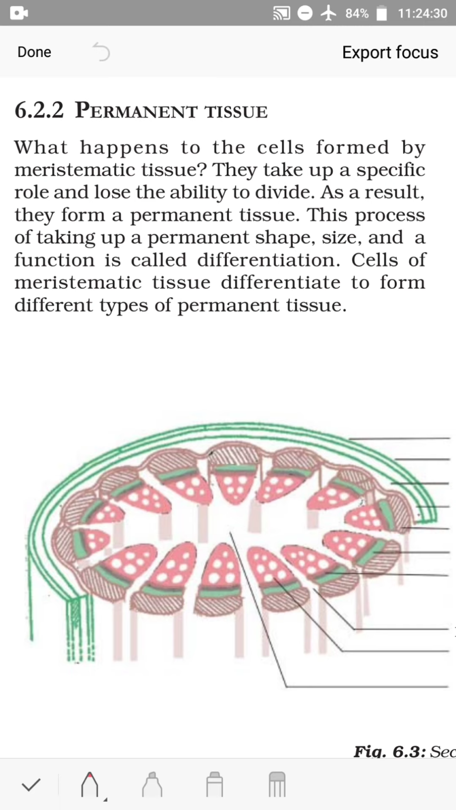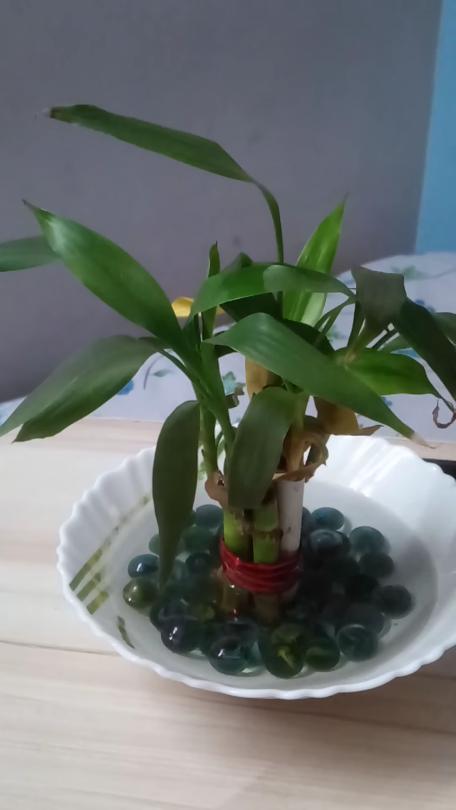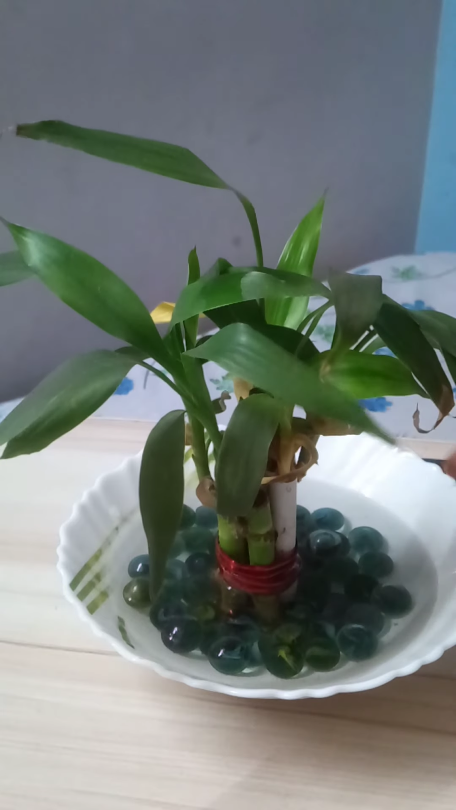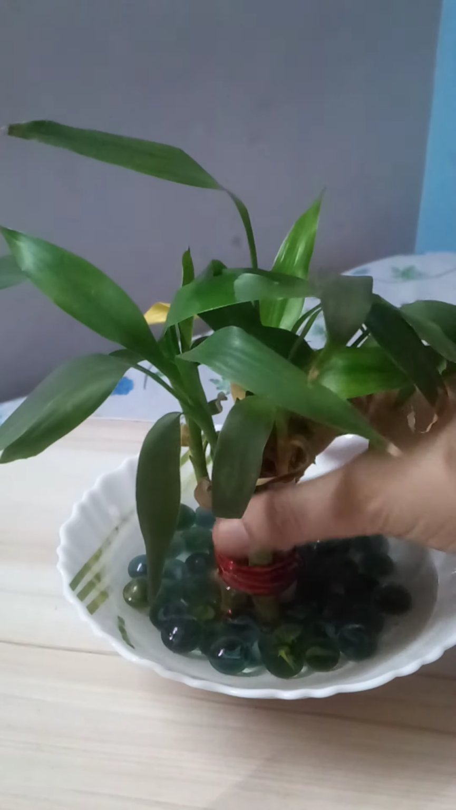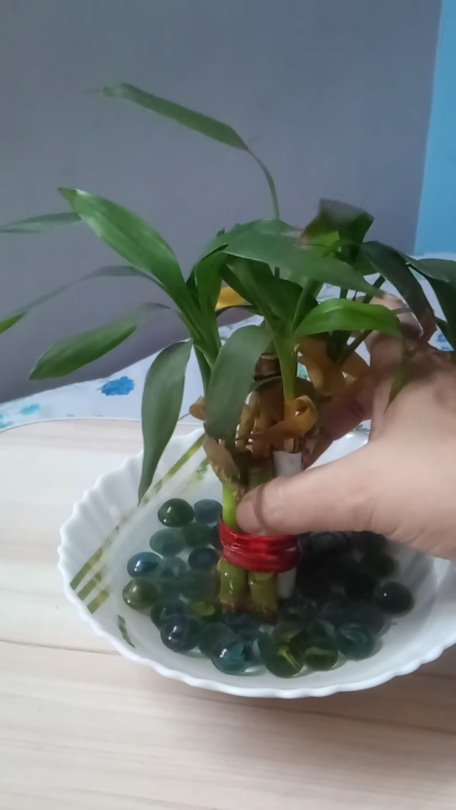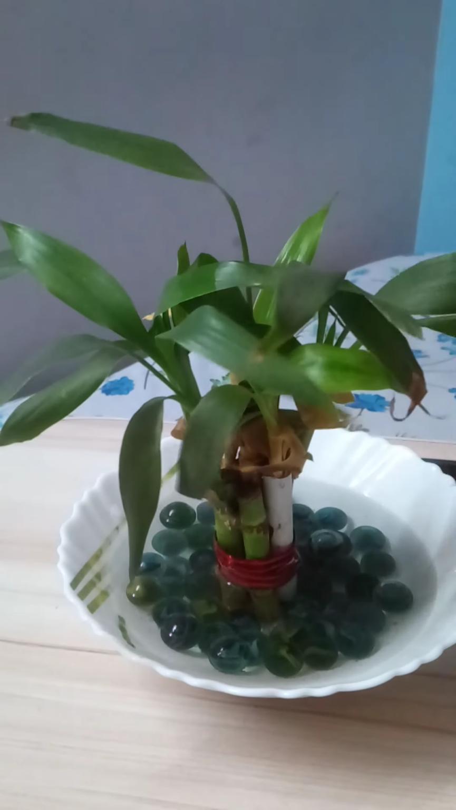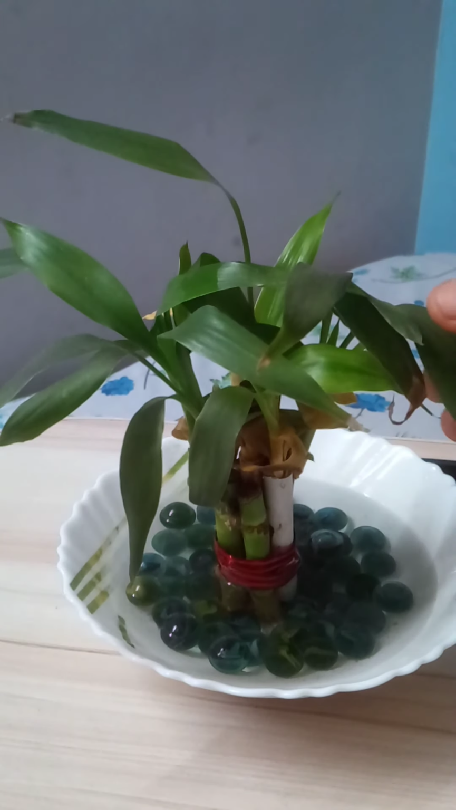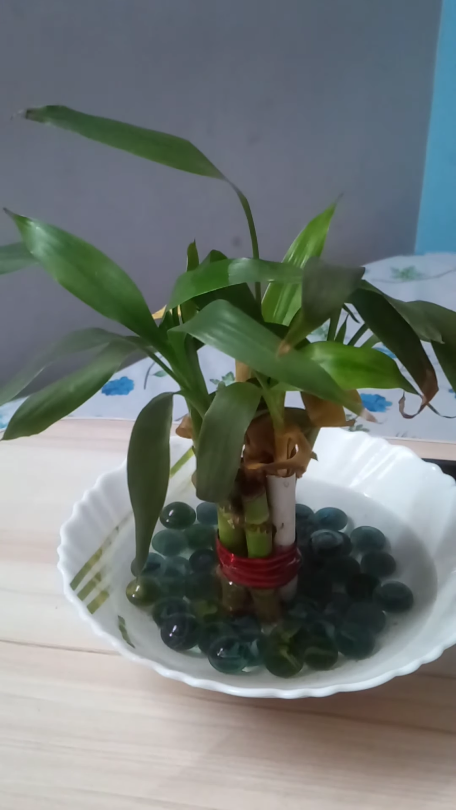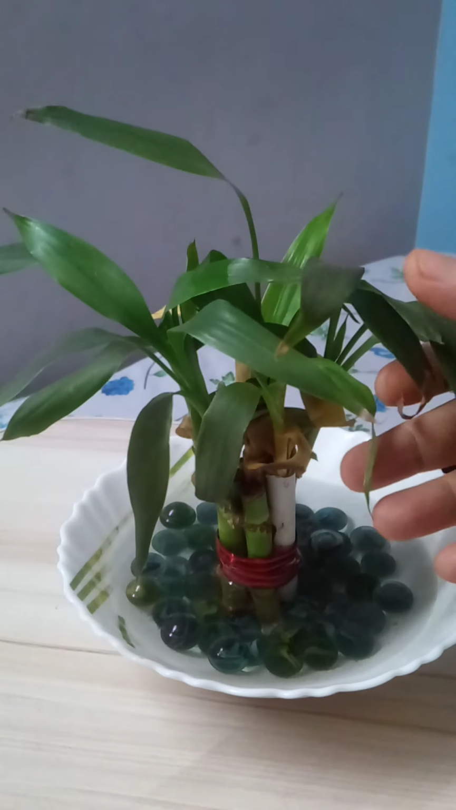Before I start, let me show you something. What is this? This is a plant. So the plants have parts. See, the roots, stem, leaves. So these are the parts of the plant. Now these parts are made up of cells. A group of cells makes the tissue.